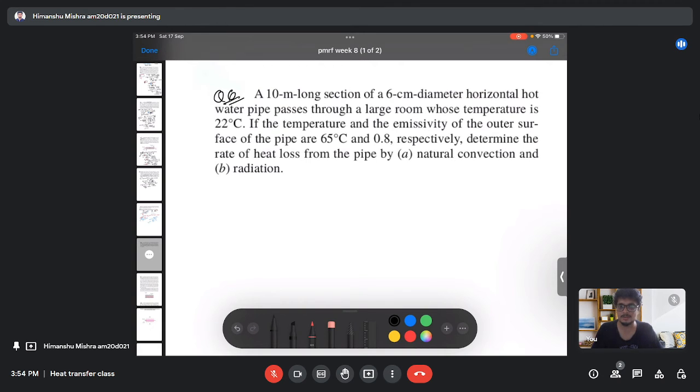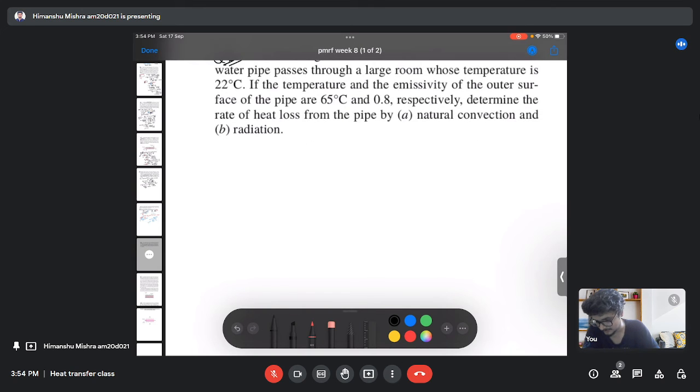In this question, there is a 10-meter long section of a 6 centimeter diameter horizontal tube. Water passes through a large room whose temperature is 22 degrees Celsius. If the temperature and the emissivity of the outer surface of the pipe are 65 degrees Celsius and 0.8, determine the heat rate of the loss by natural convection and radiation. Let me finish the question first.